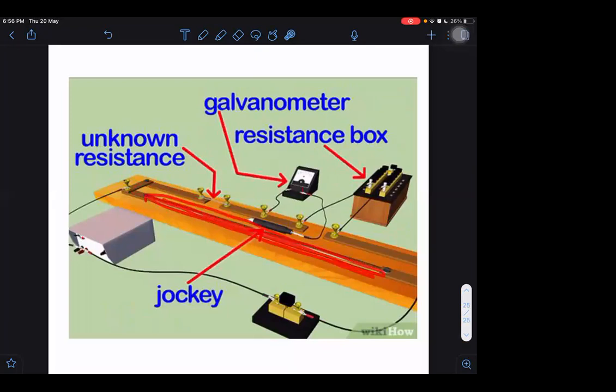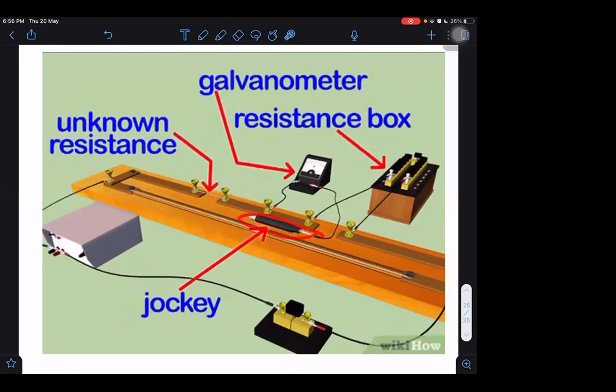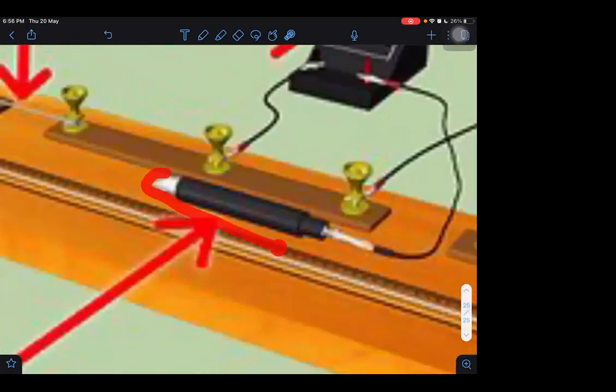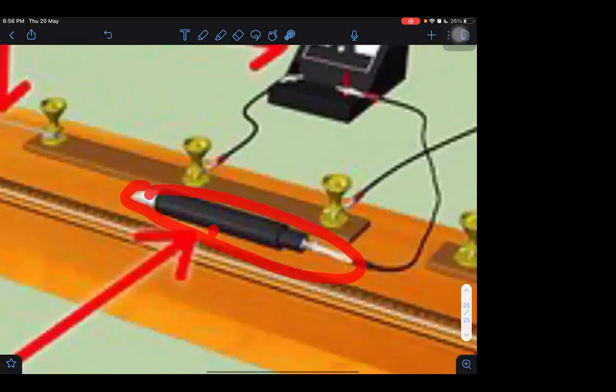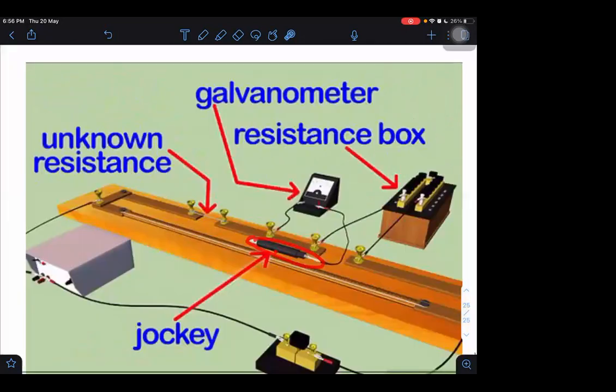Okay. And there are two gaps. In one gap we place an unknown resistance. In another gap we keep the known resistance, which is placed with the help of a resistance box. Okay. And this is a jockey here. This is the jockey. You see this one. Okay. Fine.